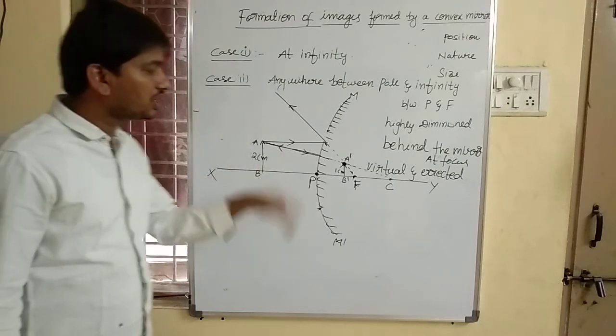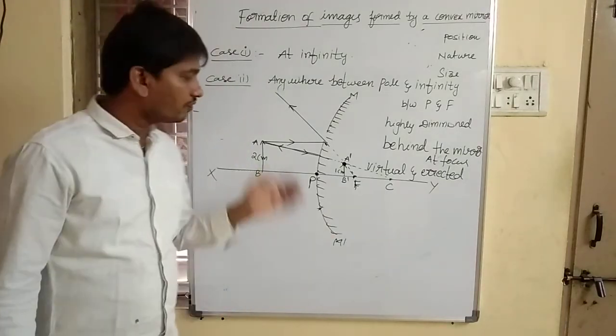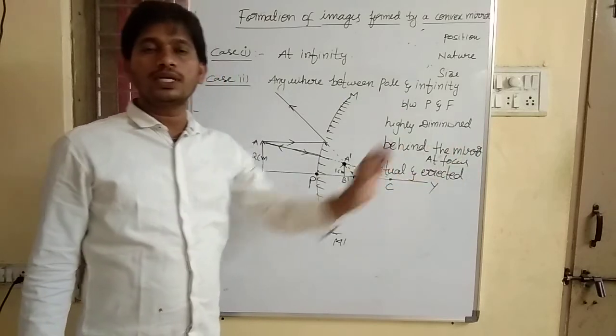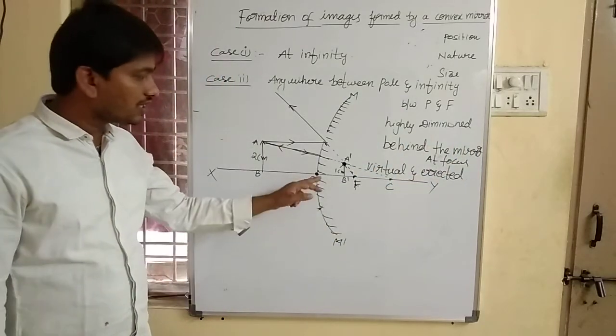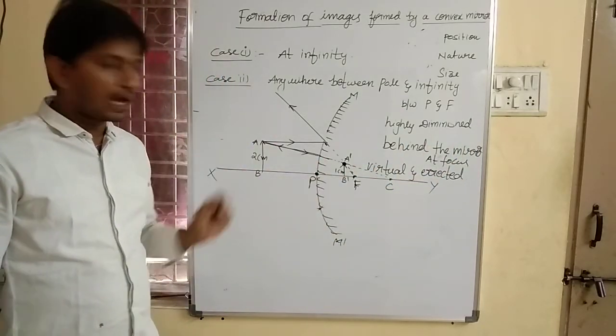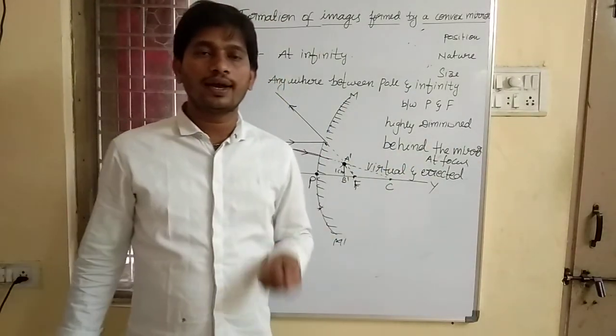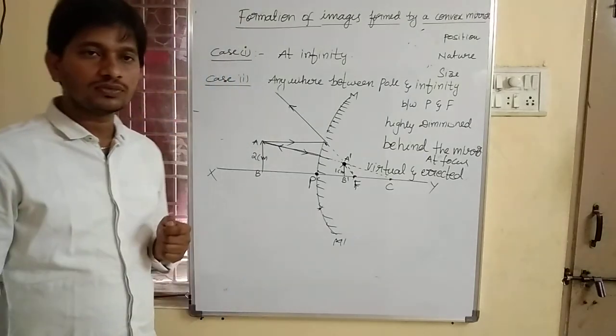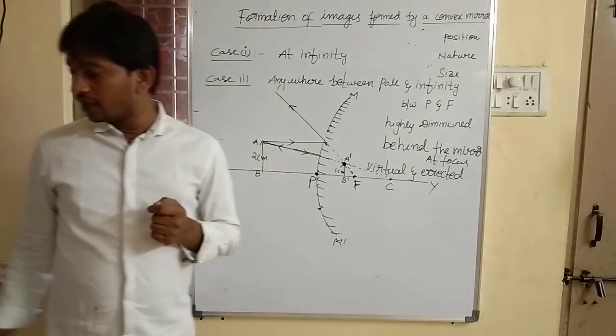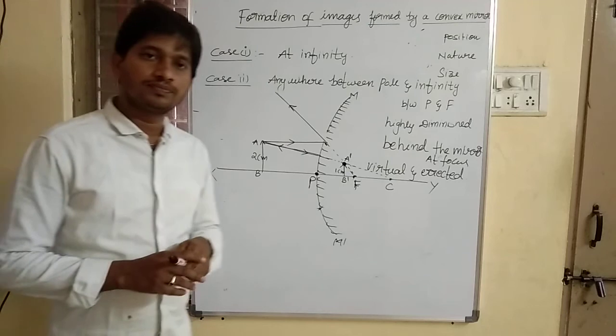And also you can observe where we got the image. We got the image behind the mirror, I mean the back side of the mirror. Hence, it is a virtual and erected image. These are the formations of images by a convex mirror.